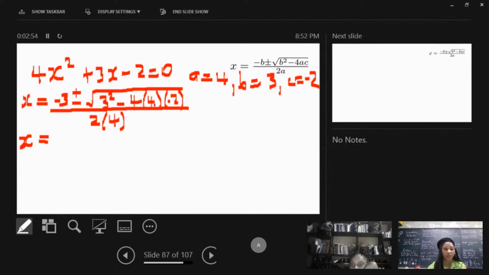So we're going to deal with the negative first, right? Yes, miss. So we have negative 3 plus or minus 3 squared, which is 9, minus 4 times 4, which is 16, and 16 times negative 2 is negative 32.